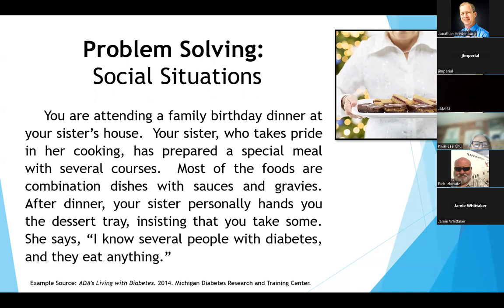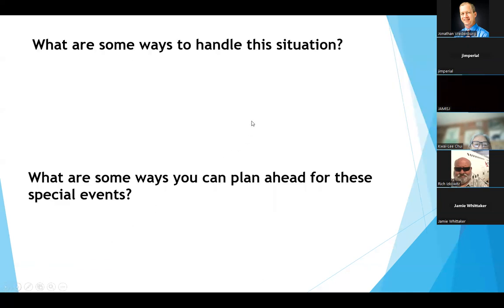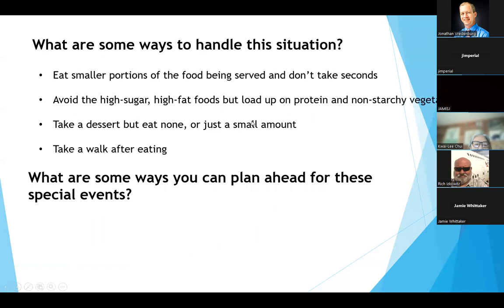Does this sound familiar? Did I just recap your Memorial Day barbecue? So let's look at some potential solutions here. Remember, the problem is how to navigate social situation pressures that impact the decisions you make on nutrition. So here are some ways that we can handle that and also plan ahead. We could simply eat smaller portions of the food being served. You can take that dessert and eat none of it, or maybe just a small amount.